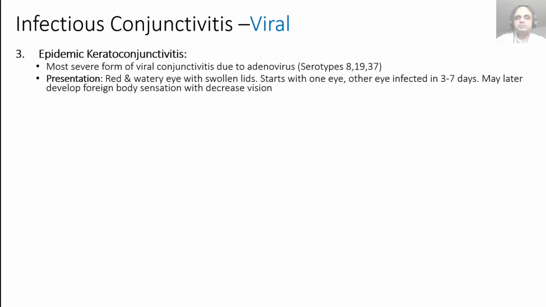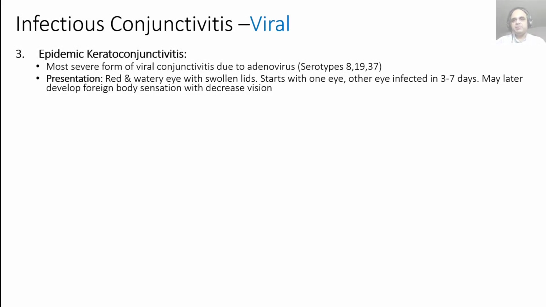The third type is the viral epidemic keratoconjunctivitis because of adenoviruses. This is the most severe form, and this is because of strains 8, 19, and 37. And what you get here is a red and a watery eye, and you have swollen lids. So now the spectrum of tissue involved is increasing. It again starts with one eye, affects the other eye a little bit later, and you also get a foreign body sensation with decreased vision.